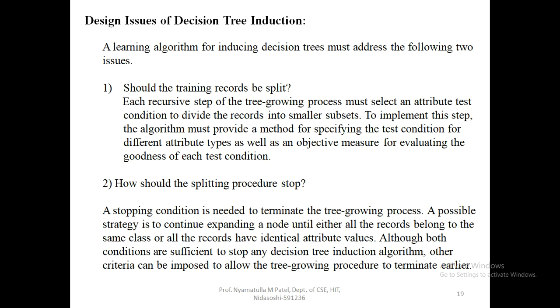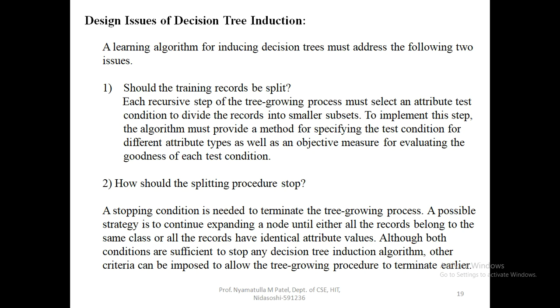Each recursive step of the tree growing process must select an attribute test condition to divide the records into smaller subsets. So, should the training records be split? Yes, we need to split the training records. Why? Because an attribute test condition is always available, and it is used to divide the records into smaller subsets. To implement this step, the algorithm must provide a method for specifying the test condition for different attribute types, as well as an objective measure of evaluating the goodness of each test condition.